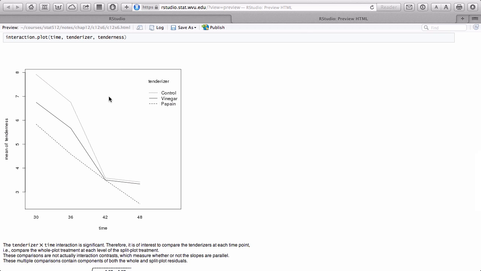Okay. So you can see if I'm looking from 30 to 36, I don't have any interaction there because the three lines are parallel. But what really seems to happen at 42, they sort of all come together with the same amount of tenderness. But then at 48, notice that two of them, the control and the vinegar, sort of level off, whereas the pepin keeps getting more tender.